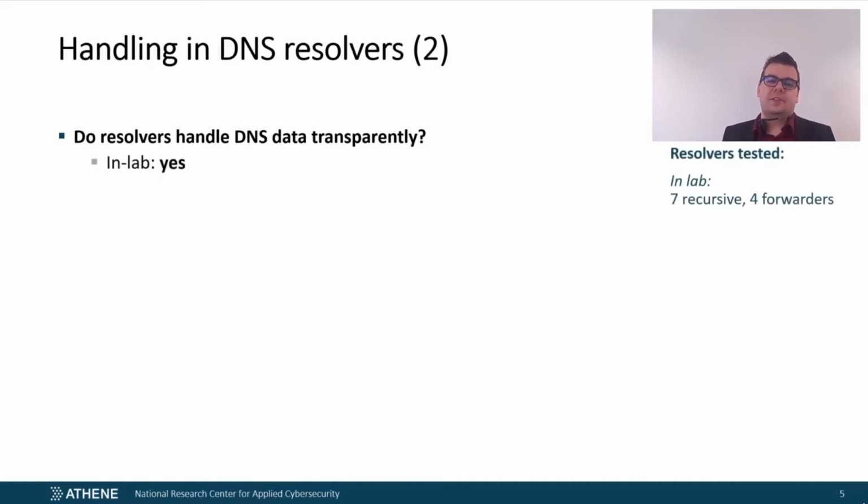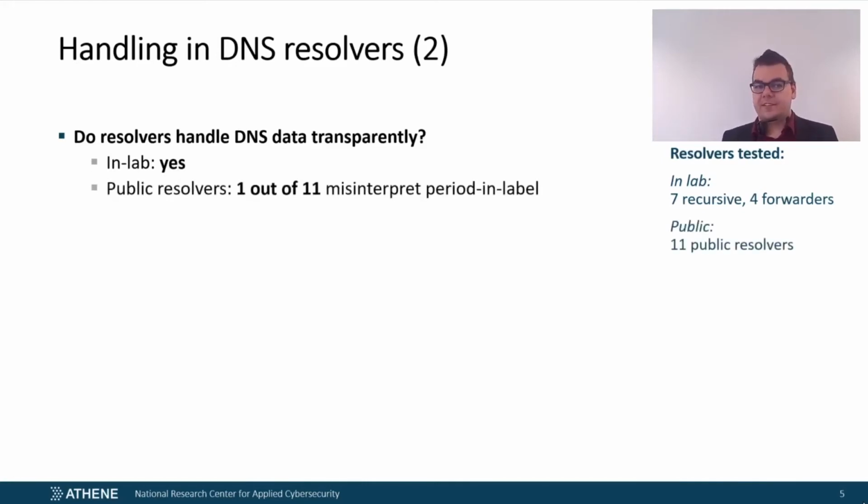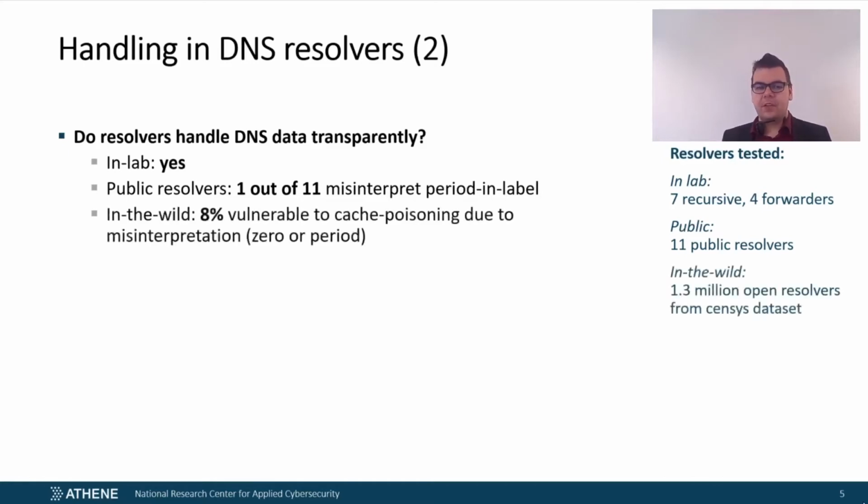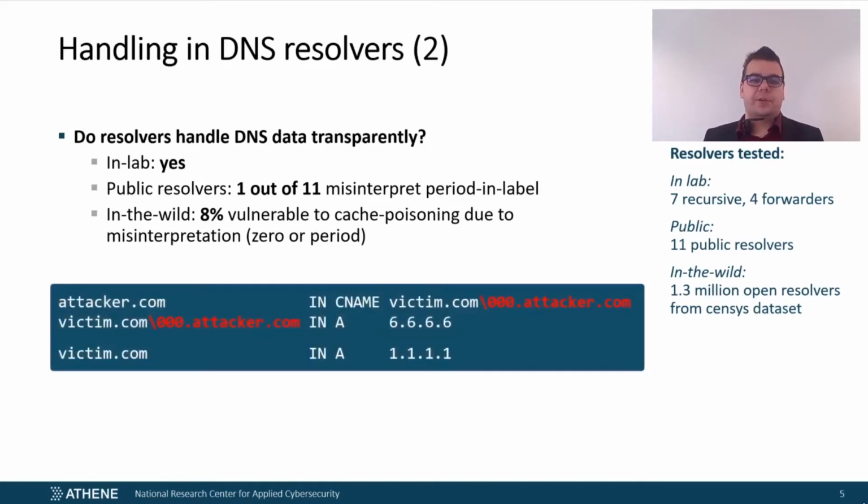To see this, we conducted an in-lab study first with 11 resolvers and found that all of them handle the data transparently. However, we then tested public resolvers and found that 1 out of 11 misinterprets the period in a label for a label separator. Also, we tested open resolvers in the wild from a census dataset and found that 8% of them are vulnerable to a cache poisoning attack due to misinterpretation. So how does such an attack work?